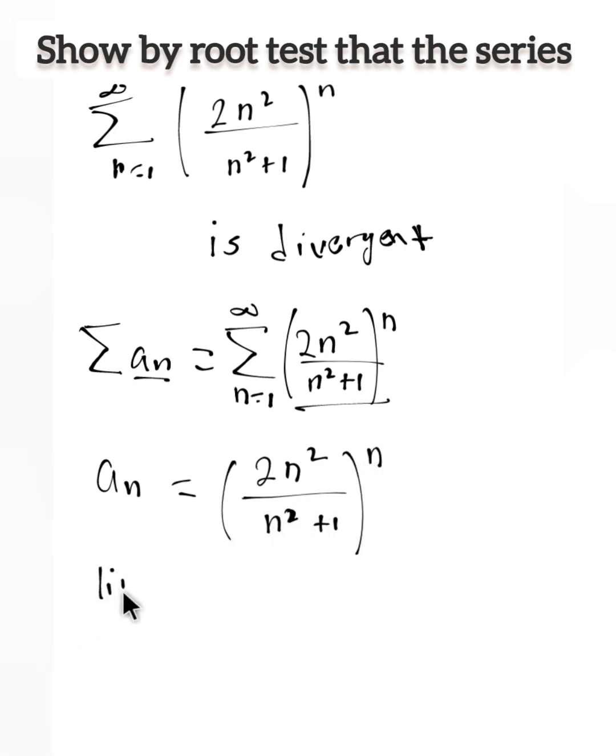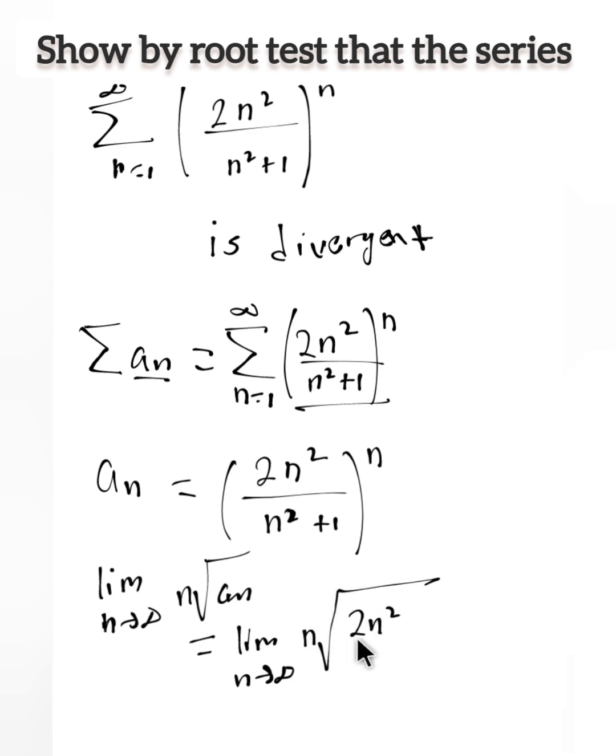The next step is to find the limit as n tends to infinity of the nth root of an, which will be equal to the limit as n tends to infinity of the nth root of (2n squared all over n squared plus 1) all raised to power n. Obviously, this nth root will cancel this n, so we'll be left with the limit as n tends to infinity of 2n squared all over n squared plus 1.